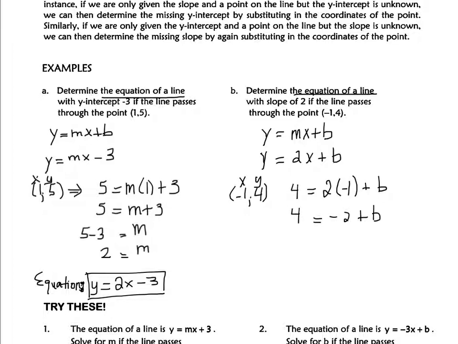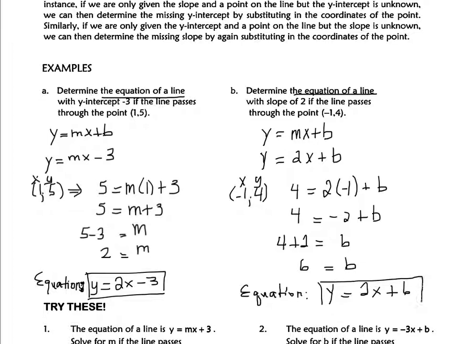If I want to get b by itself, I want to add 2 to the right side of the equation, and whatever I add to the right side, I have to add to the left side. So I add 2 to the left side, and it cancels on the right side. Then you've got b is 6. So therefore your equation would be y equals, the slope was given to us as 2, and we just calculated the b value to be 6. And now the information that we have matches that equation.